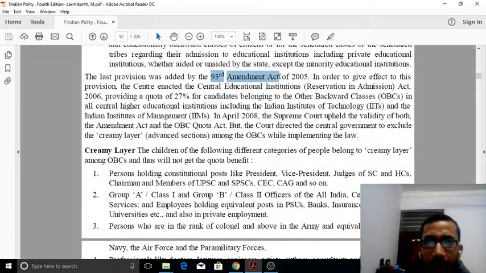We need to understand what is in the 93rd Amendment Act 2005. In this provision, the Centre enacted that in central educational institutions, a quota of 27% for candidates belonging to OBC is provided in higher education, like IITs and IIMs. In April 2008, the Supreme Court upheld the validity of both the Amendment Act and the OBC Quota Act, but directed the central government to exclude the creamy layer, the advanced sections among the OBC, while implementing the law.